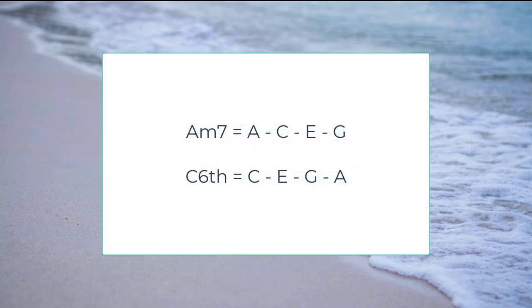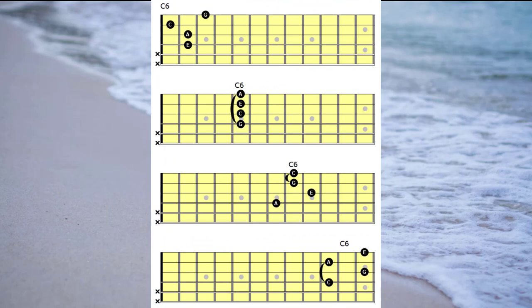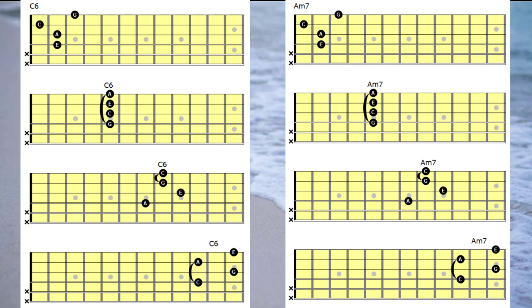Now let's see what happens when we take our music detective work one step further and compare the notes in an A minor 7th chord with that of the notes of a C6th chord. The A minor 7th chord is spelt A, C, E, G. The C6th chord is spelt C, E, G, A. As you can see, both these chords contain exactly the same notes, just in a different order. Therefore, the shapes that we've already learnt as C6th chords could also be called A minor 7th chords.